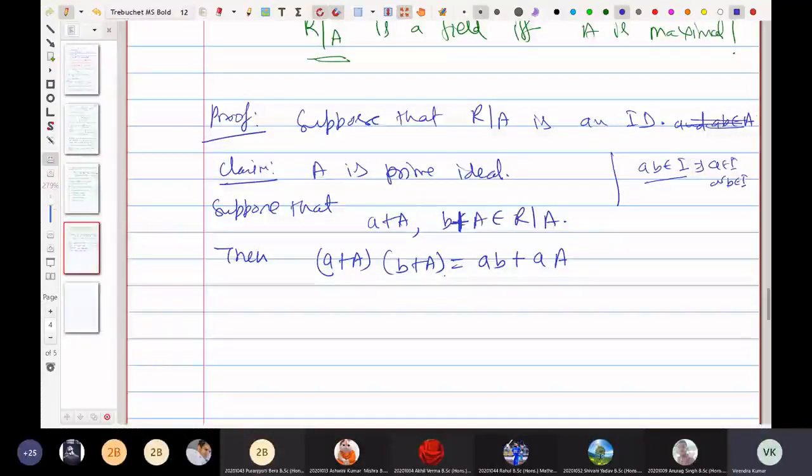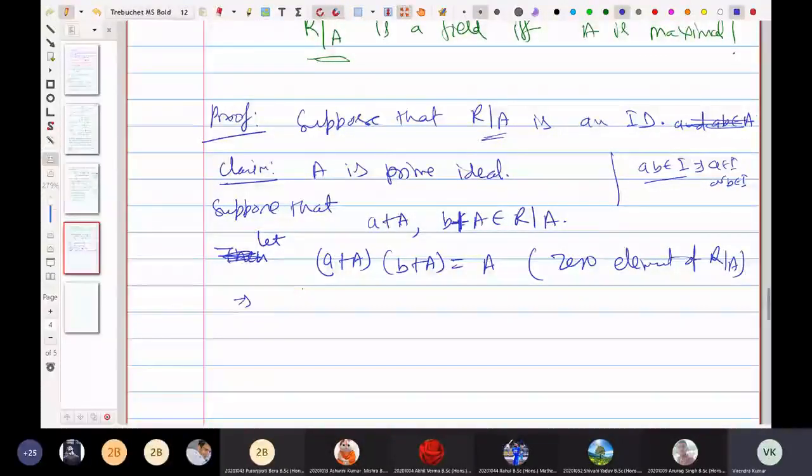Since R/A is an integral domain, you know that the zero element of R/A is nothing but A. So A should be the zero element of R/A. And on the left side, what we have is ab + A.